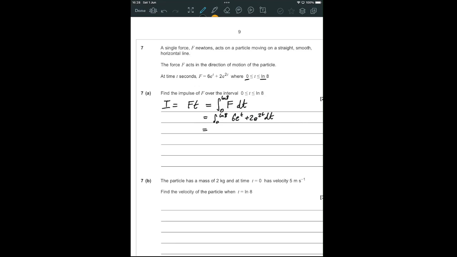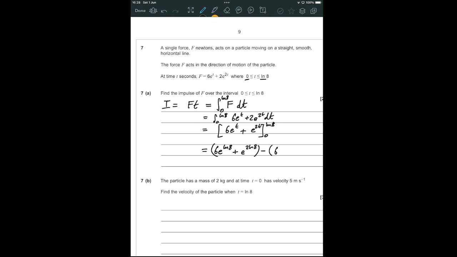And we integrate each of those. Key fact being that the integral of e to the t is still e to the t. Integral of e to the 2t is a half e to the 2t. So those 2's cancel. You can check that by differentiating back between ln 8 and 0. Let's sub them in. 6e to the ln 8. And probably I should have checked the number of marks before this, because I think I could have cheated.